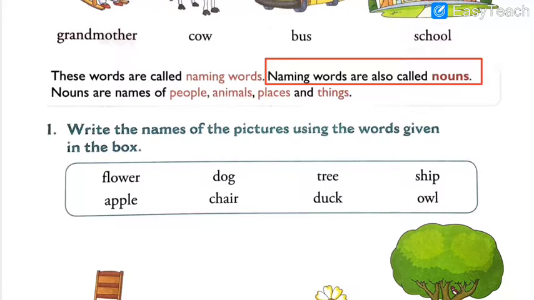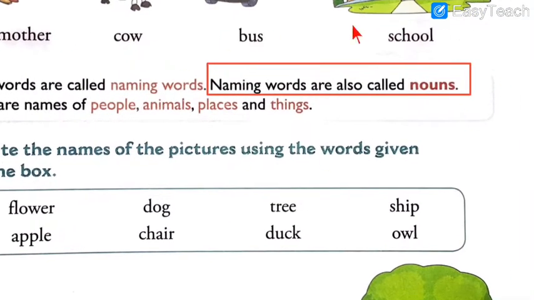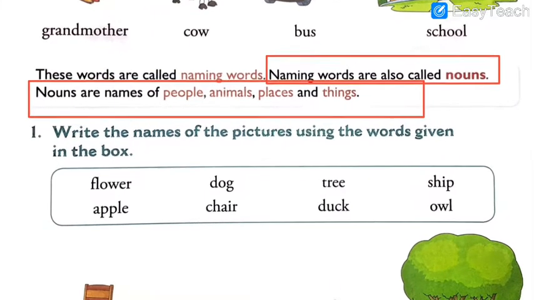So I hope you have given the heading. Please write this definition. Naming words are called nouns. Then please write the second line. Surely I'll zoom in for you.